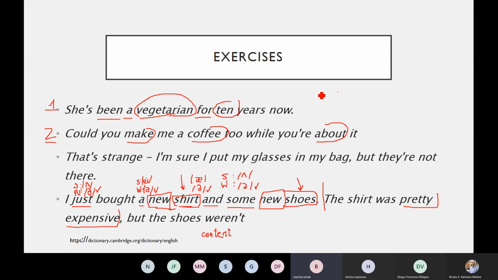Shoes, shirt. And weren't. What is weren't in this context? Interesting. Weren't was. The shirt was pretty expensive, but the shoes weren't. In this case, weren't, right?